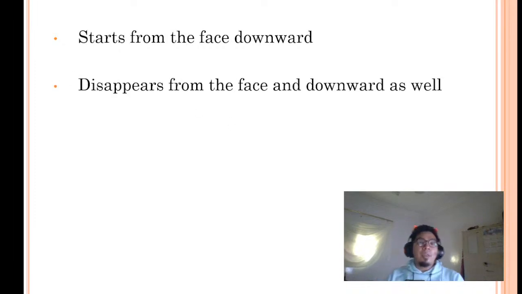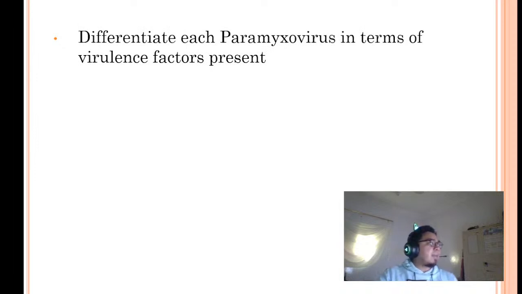So that's how a measles rash usually appears. Now let's move on with the pyromix of viruses.